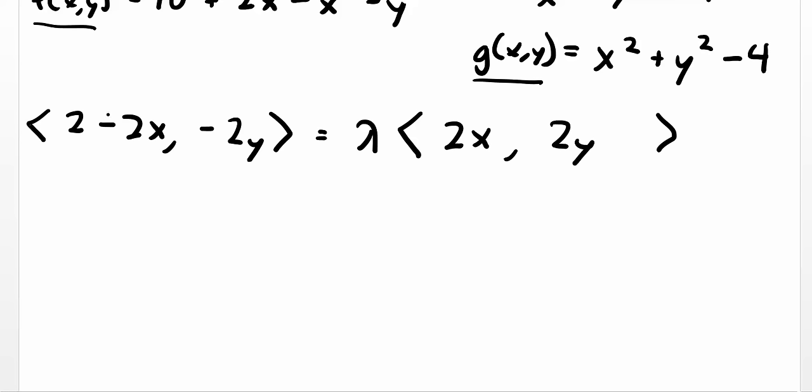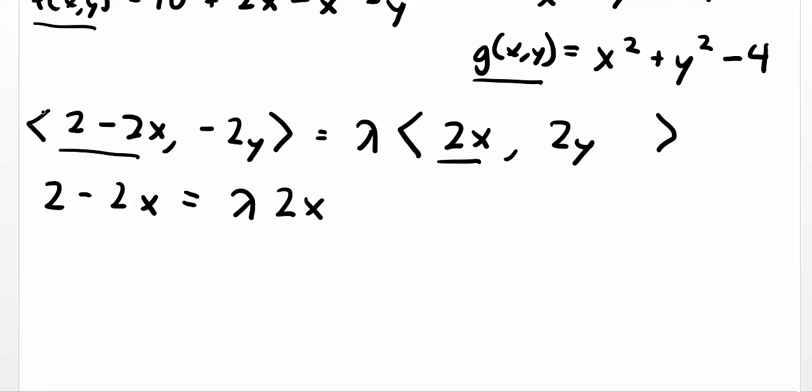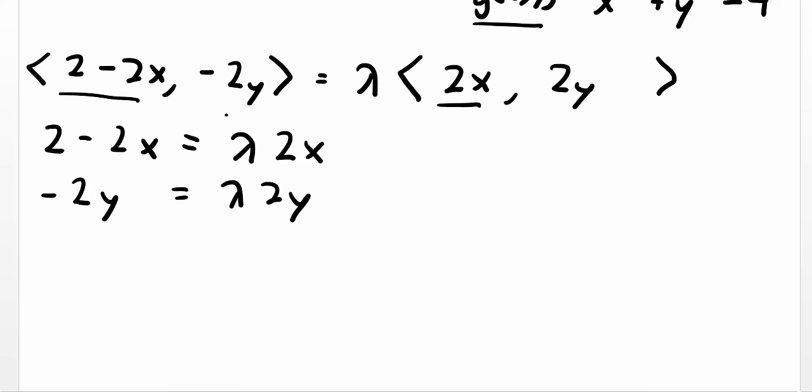Now, two vectors are equal if and only if their components match. So that means that 2 minus 2x has to be equal to lambda times 2x, setting the i components equal. It also means negative 2y has to be equal to lambda times 2y. And the last equation is just your constraint. x squared plus y squared equals 4.